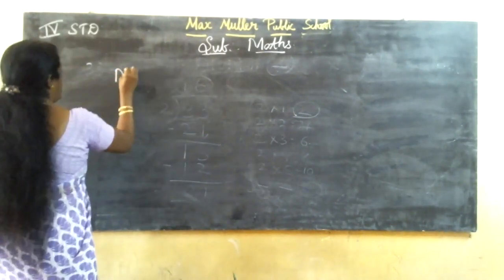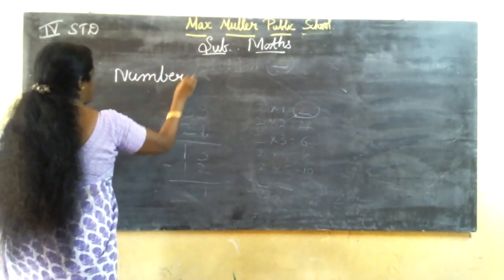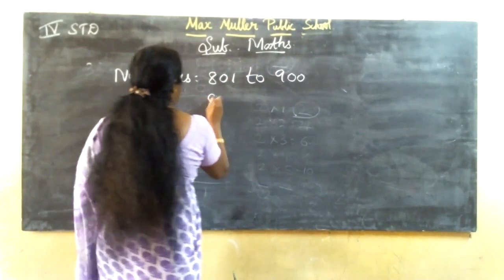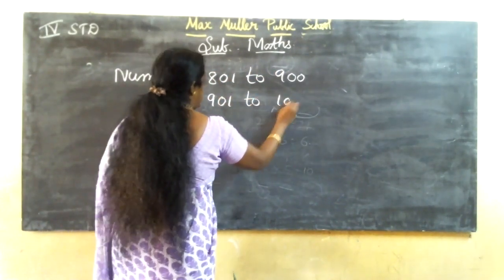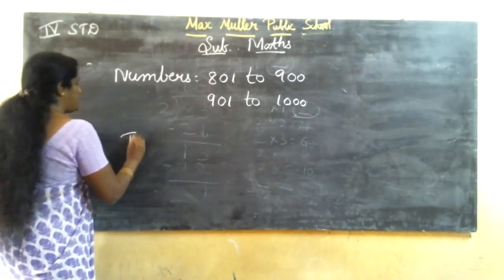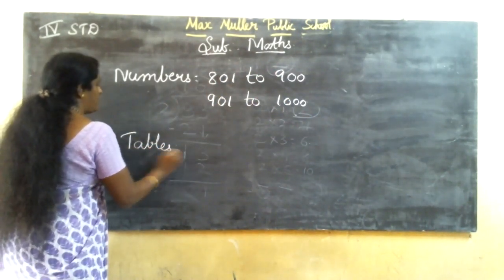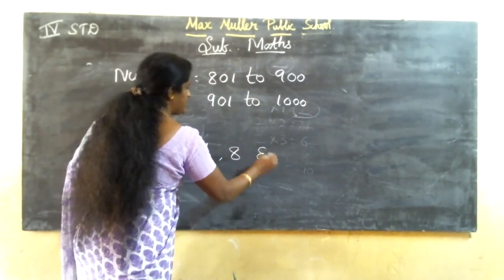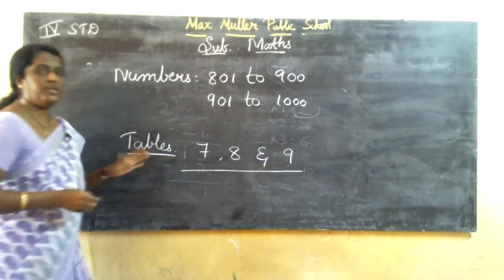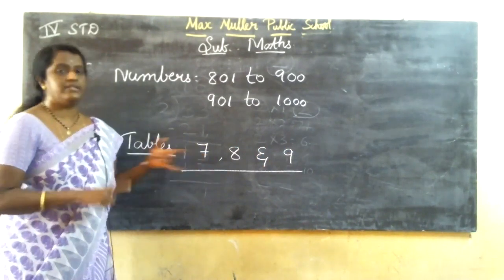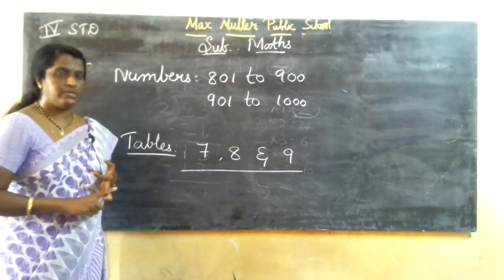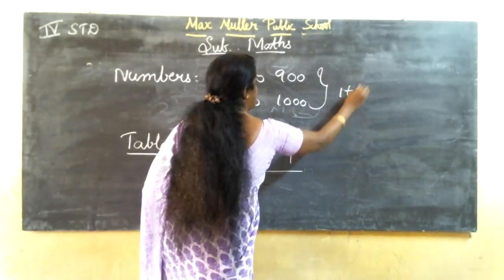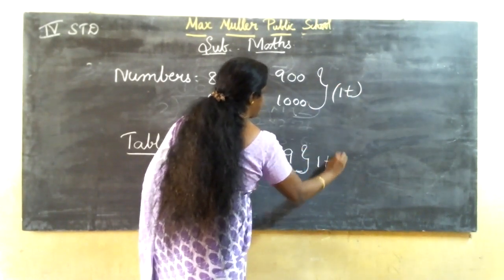First, only beginning only I have written numbers 801 to 900, 901 to 1000. So this is your homework. Tables I'll give, children. I won't write. You are having a tables book. So 7 ones are, 8 ones are, and 9 ones are. So tables up to 6 I wrote on the board. So complete this. 7 ones are, 8 ones are, 9 ones are. Complete this and read and come. One time is enough. This also one time. This also one time.